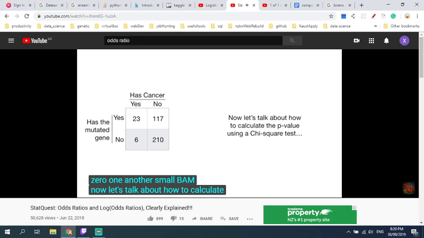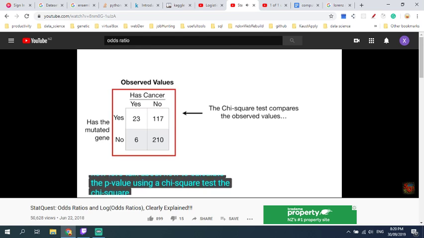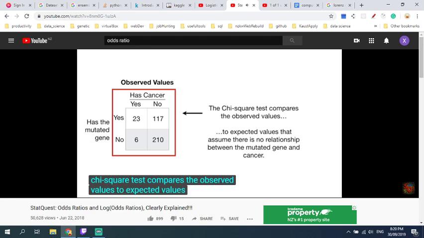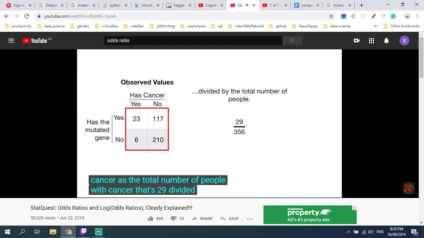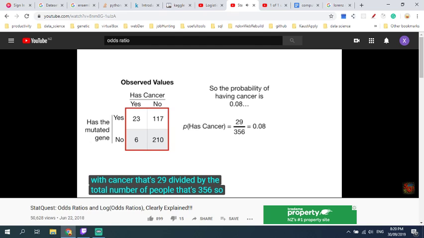Now let's talk about how to calculate the p-value using a chi-square test. The chi-square test compares the observed values to expected values that assume there is no relationship between the mutated gene and cancer. To do this, we calculate the probability of having cancer as the total number of people with cancer, that's 29, divided by the total number of people, that's 356. So the probability of having cancer is 0.08.